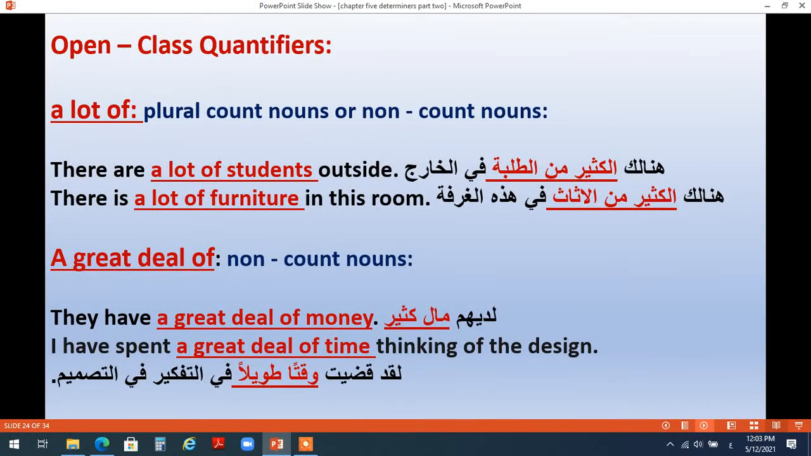There is a lot of furniture in this room. Here a non-count word came after a lot of, the word furniture. There is a lot of furniture in this room. The other open class quantifier is the phrase a great deal of, which is followed by non-count nouns. It means that after a great deal of comes a non-count noun. They have a great deal of money. Money is a non-count noun. They have a lot of money. Or, I have spent a great deal of time thinking of the design. I have spent a long time thinking about the design. So a non-count noun always comes after a great deal of.